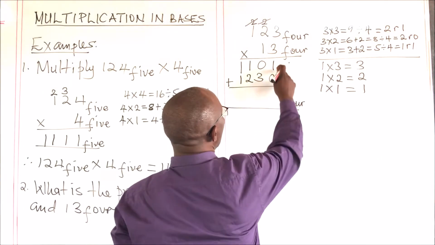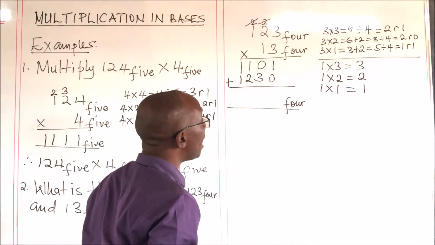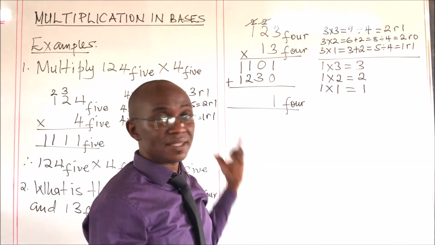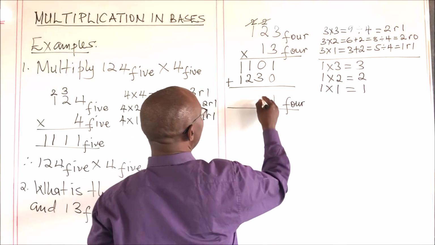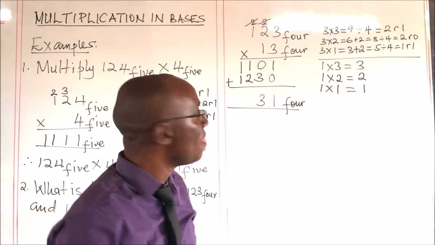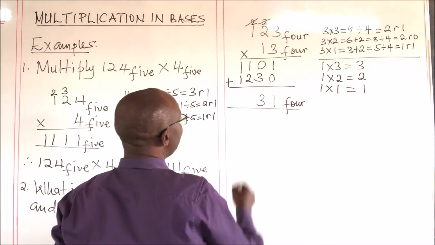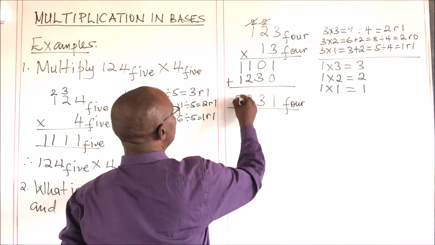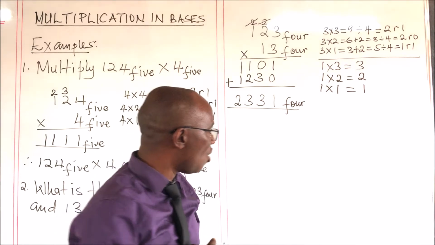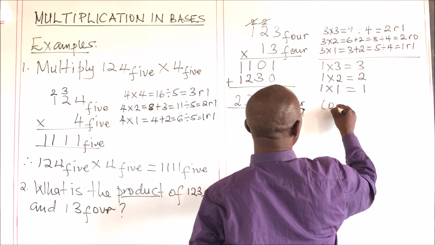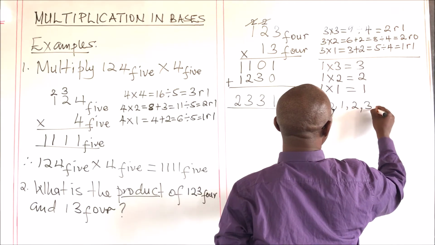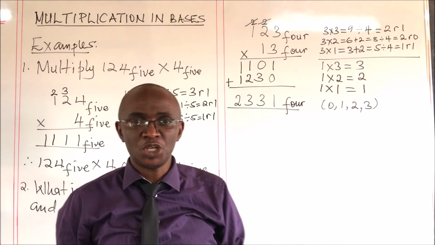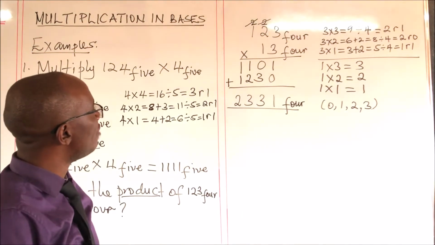Now we have gone to addition. 1 plus 0, 1. We can write 1 in base 4. 0 plus 3, we get 3. We can write 3 in base 4. 1 plus 2, 3. We can write 3 in base 4 because 3 is less than 4. 1 plus 1, we get 2. We can write 2 in base 4. But remember, the only digits used in base 4 are 0, 1, 2, 3. We cannot write a digit that is equal to the base in that particular base. So that is our final answer.